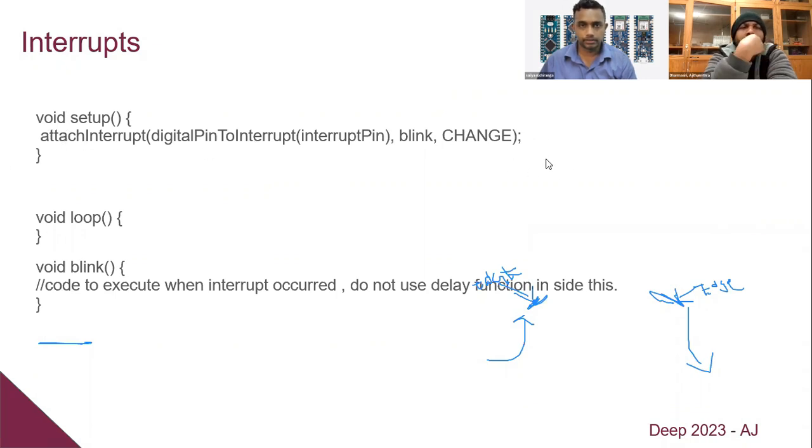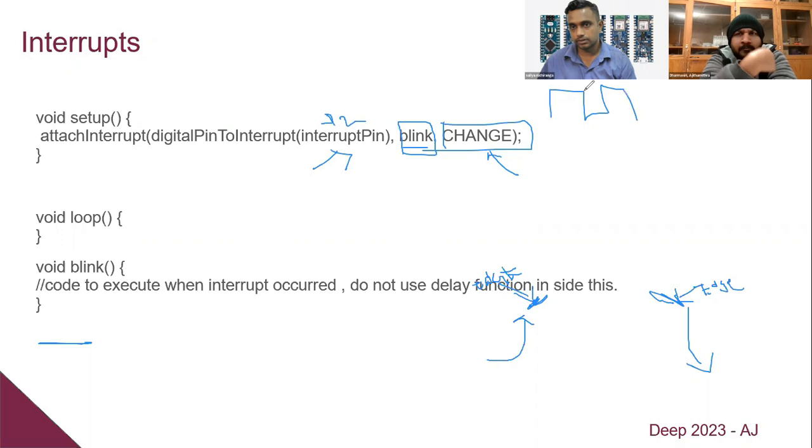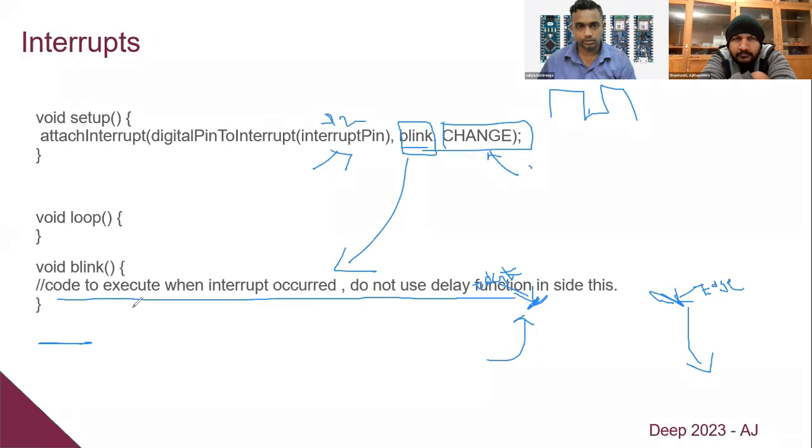This is the recommended way. There's another way to do this, but in Arduino, this is the recommended way: attachInterrupt, digitalPinToInterrupt. I'm using digital pin 2, and this is the function that needs to be executed when you detect this interrupt. This is configured to detect change. It means rising or falling edge. When one of these events happens, this interrupt will be triggered, and this blink function here will get executed.